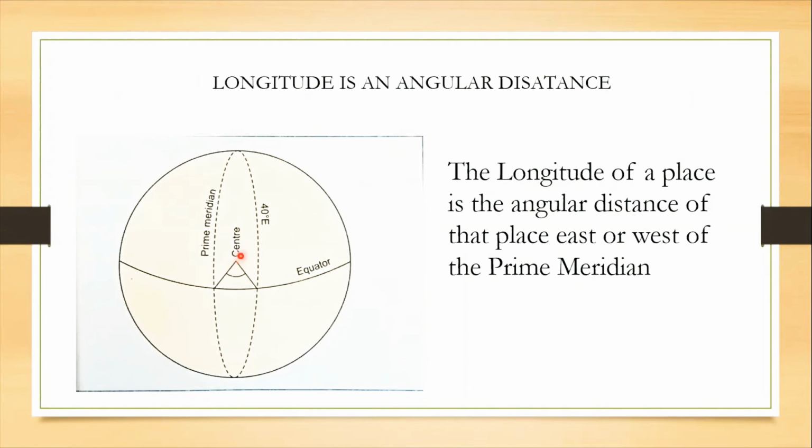So you can see here this longitude is the 40 degree east longitude. This is in the eastern side. So the longitude, how this 40 degree is calculated, is from the center of the earth, it makes an angle of 40 degree. That is why this place's longitude is 40 degree.